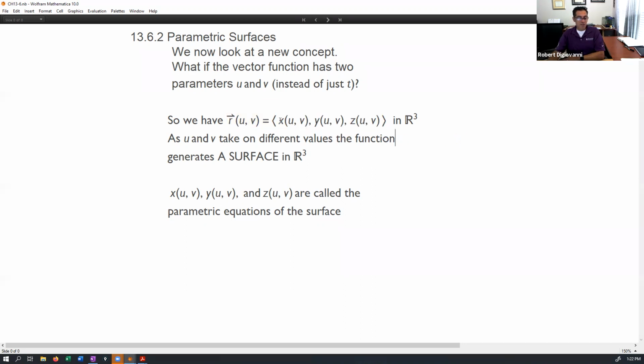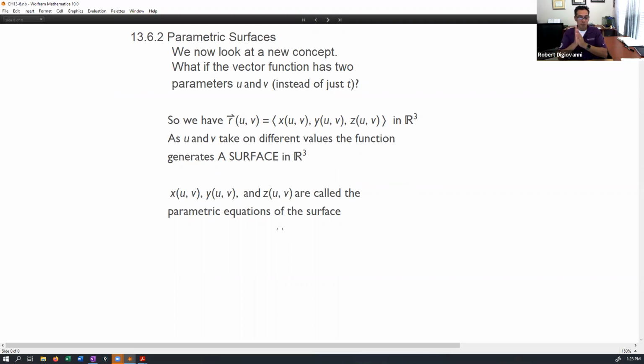Each of the components of that vector function, x component, y component, and z component, will be functions of 2 variables. As u and v take on different values, the function generates a surface in 3-dimensional space. And those equations in here are referred to as the parametric equations for the surface.